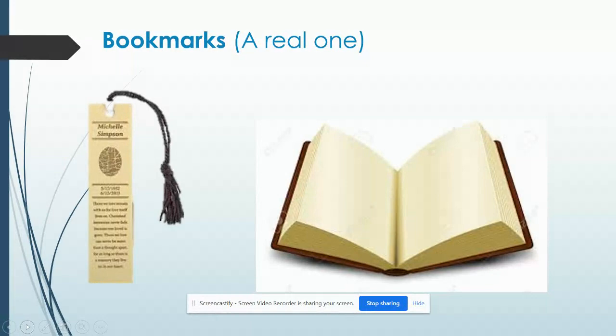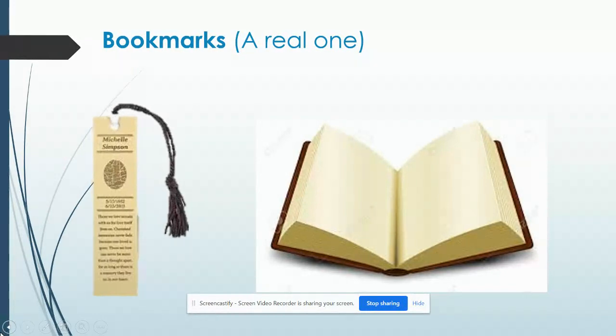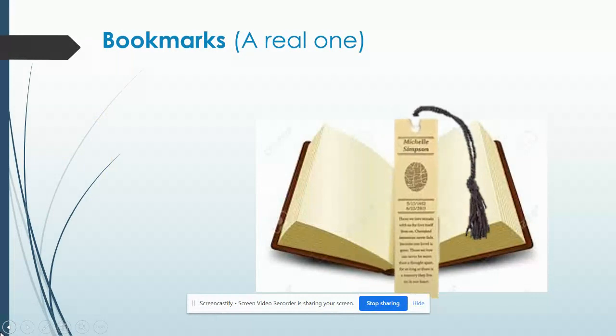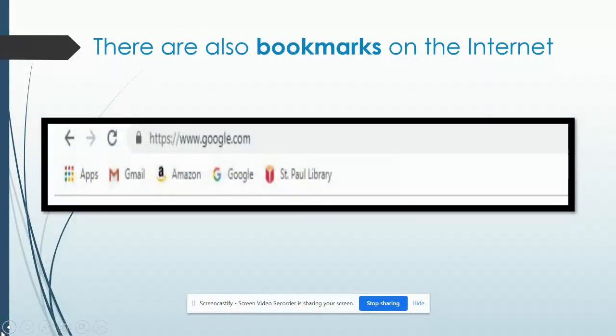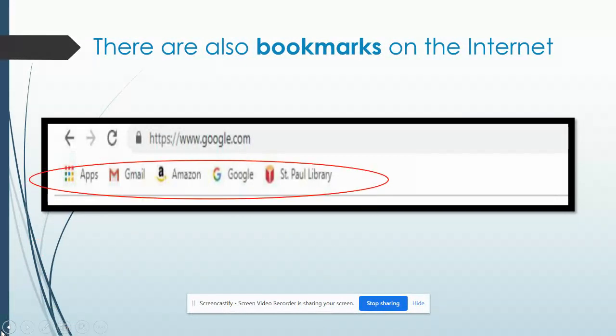If you have ever read a book, maybe even a magazine, we sometimes have used bookmarks. Bookmarks can keep a special spot in the book where we last left off, or if we go to a place frequently, we can also make a bookmark. This is the same on the internet. There's also bookmarks. Right here around the red circle are bookmarks. And as I said, we're going to learn how to create those.